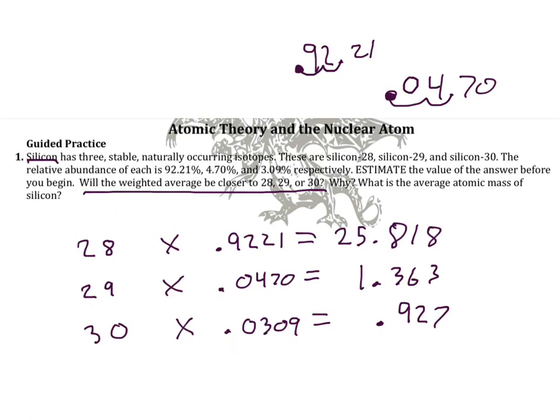So again, what you do is you take the mass, you multiply it by the percentage in the decimal form, and the last thing you need to do is add them together. And that's it. So let's go ahead and add those together.